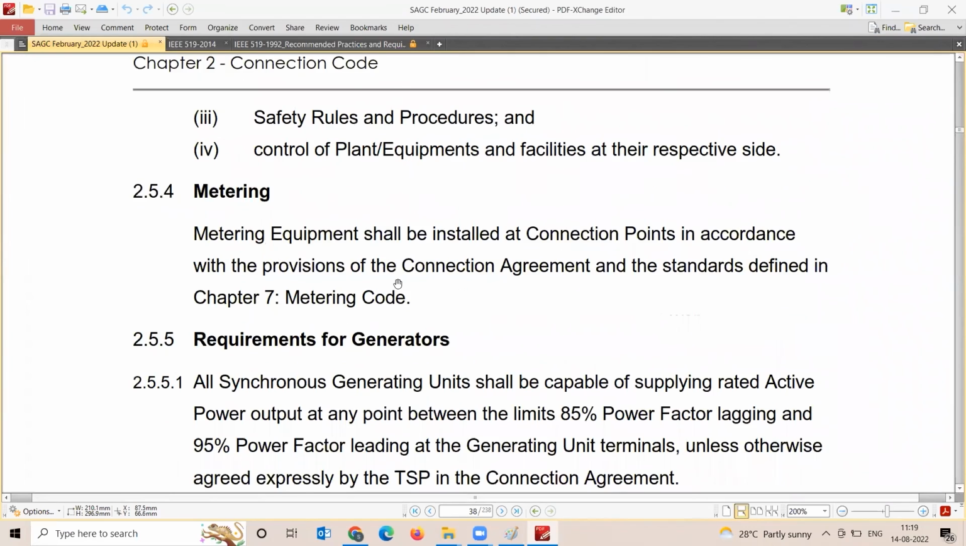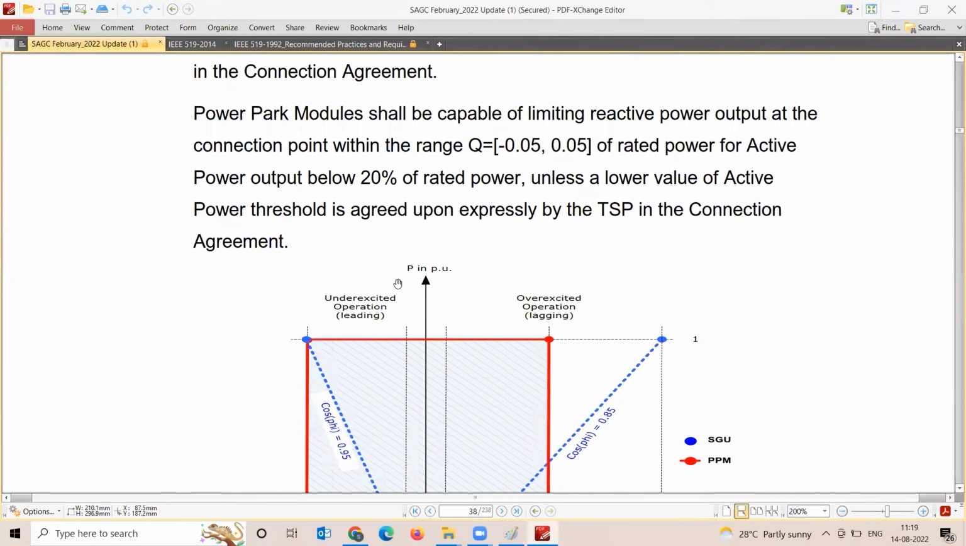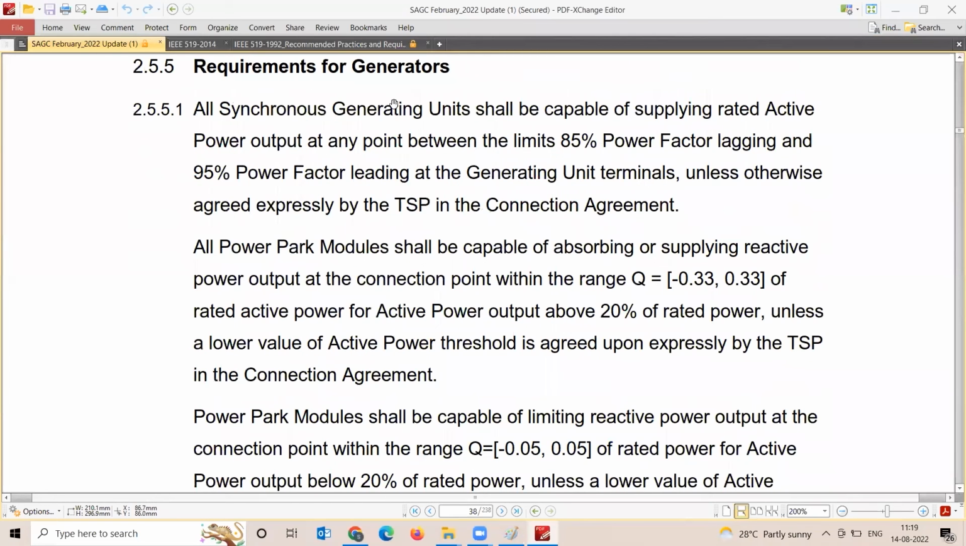But let me look at one important aspect: requirements for generators. Since it's a common code, it gives the requirements for synchronous machines as well as power park models. Power park models could be a solar inverter or a wind turbine generator. Synchronous generating units shall be capable of supplying rated active power output at any point between the limits of 0.85 lag and 0.95 lead. To meet this, you need to optimize your generator transformer impedance.